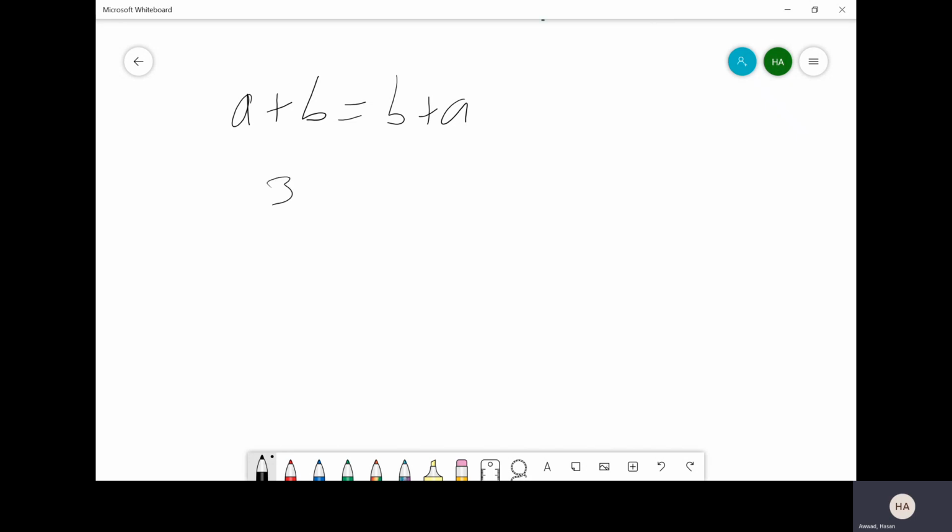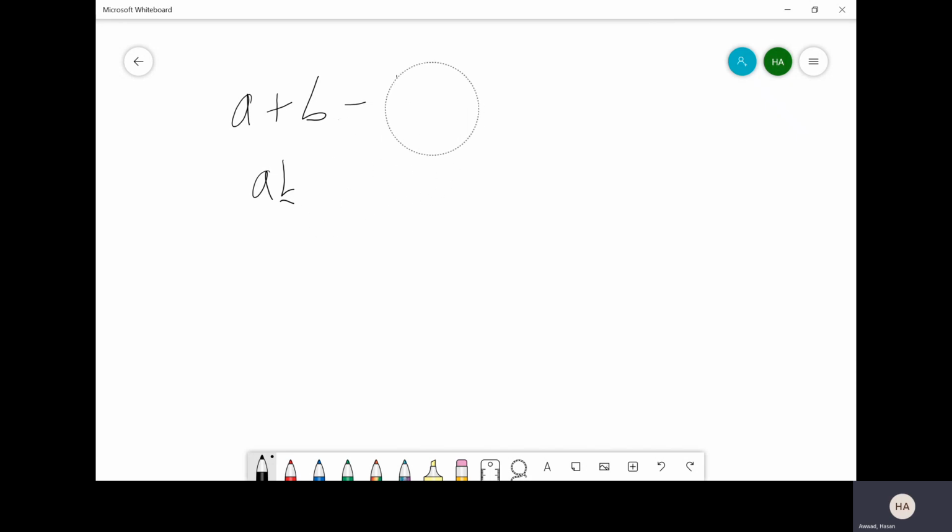So again, this is basically just saying if you have 3 plus 4, this is going to be the same thing as 4 plus 3, right? Using particular numbers. Okay, so that's that for addition. There's also the commutative property for multiplication. We have A times B will always be the same thing as B times A. Okay, makes a decent amount of sense, right?